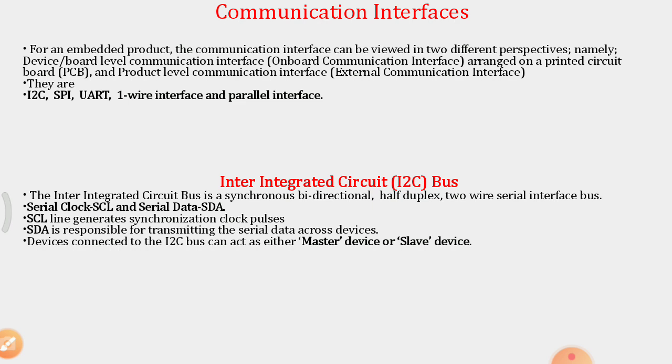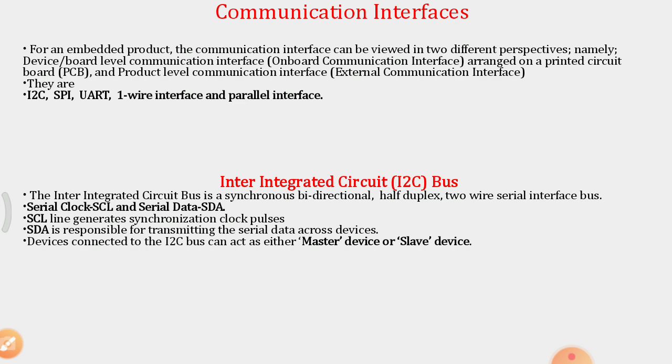So the two wires are serial clock SCL and serial data SDA. By using these two wires, a master or slave device can be connected. The serial clock SCL line generates synchronization clock pulses, and SDA is responsible for transmitting the serial data across the devices. So one line is used for synchronization and another line is used for data carrying.